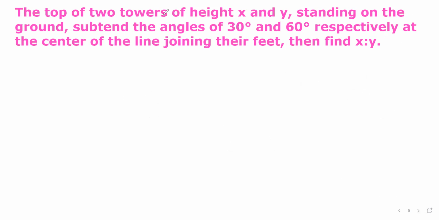The top of two towers of height X and Y standing on the ground subtend the angle of 30 degree and 60 degree respectively at the center of the line joining their feet. Then find the ratio of X and Y. Okay, let us try to analyze the figure here.